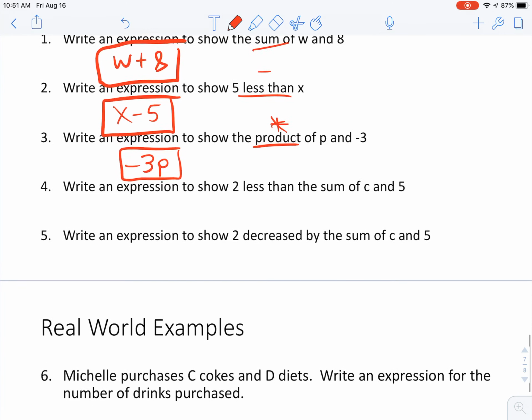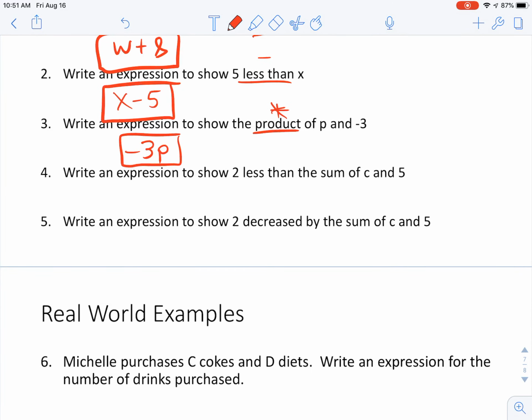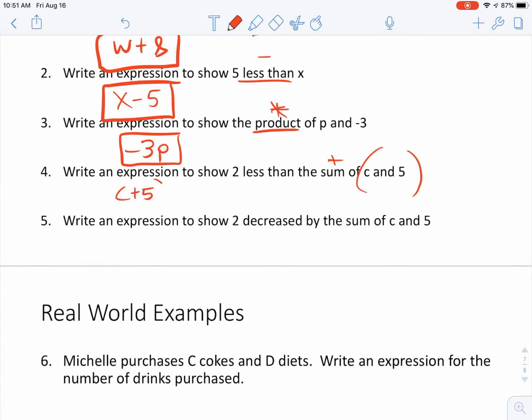The next one says write an expression to show 2 less than the sum of c and 5. Okay? We have to be careful here. When you see something like the sum of, it means we need to do this first because this is like a parenthesis, where c and 5 are getting connected. And remember, we have to do parentheses first if we're following PEMA or PEMDAS. So I'm going to take the sum of c and 5, c plus 5, and I'm going to do 2 less than that. But I need that c and 5 to be together. So I'm going to do 2 less than that.